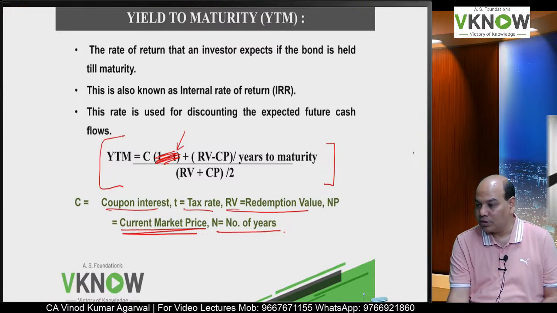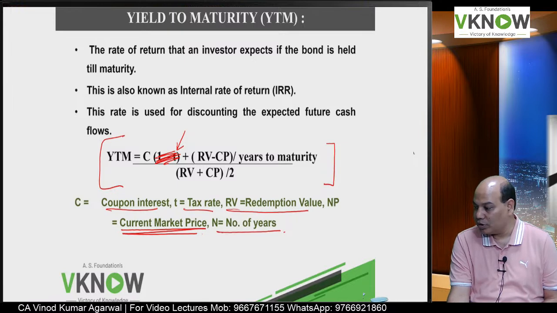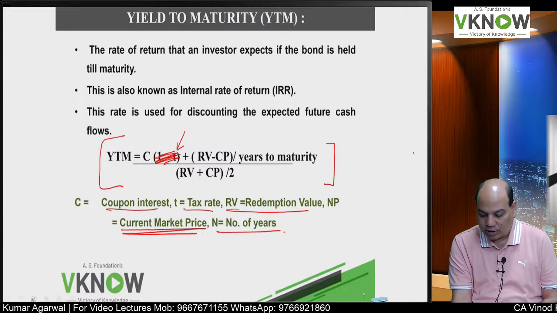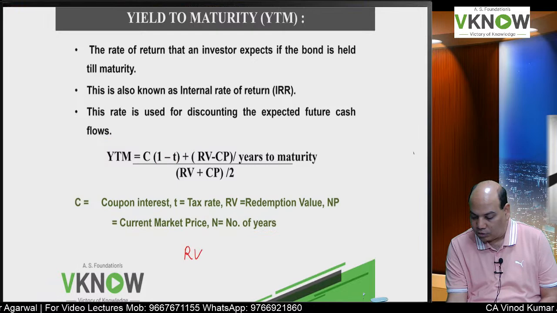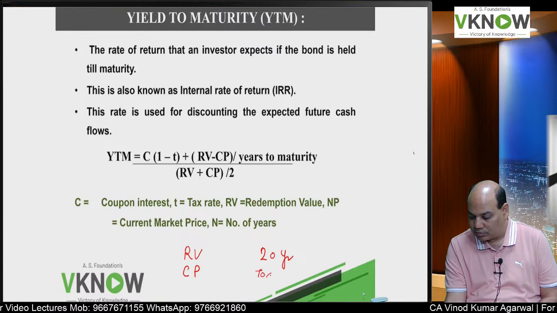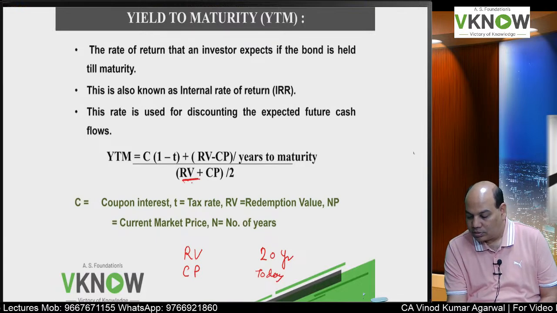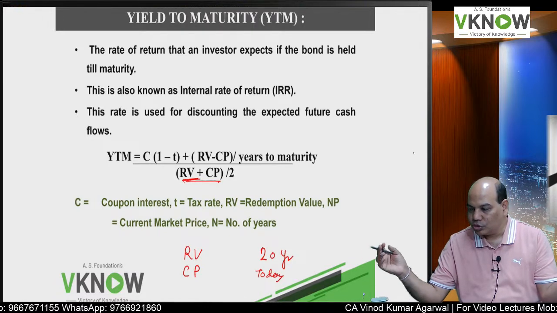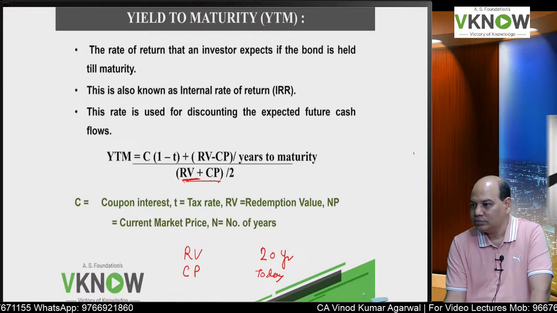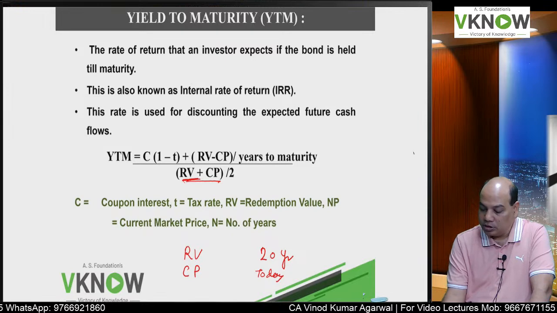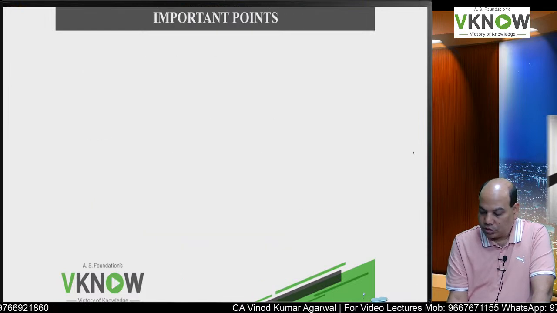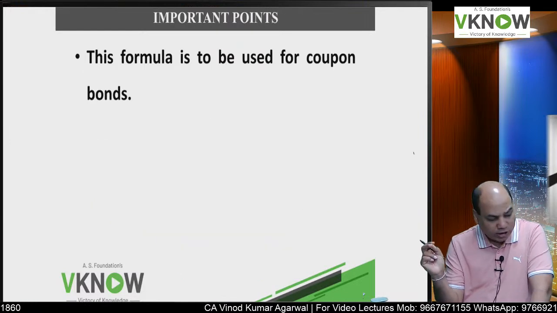Now, is this formula correct or is there some problem with this formula? Time value of money is not considered. This formula has a limitation. Redemption value may be after 20 years. Current price is given today. So you are adding two numbers which are separated by 20 years. So don't you think you are ignoring time value of money? Yes, we are ignoring time value of money. So this formula gives you an approximate answer. I have written in the notes also. This formula does not give you an accurate answer.